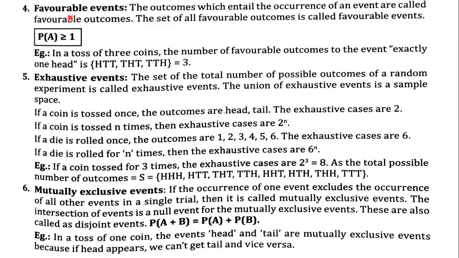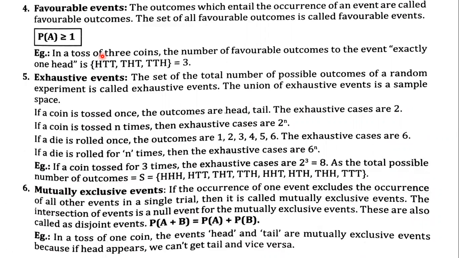Now, next one, favorable events. Favorable events means whenever the result or the outcome of the event is favorable to us or favorable to the situation, then in that case it is called favorable events. Now let's take an example. In a toss of 3 coins, the favorable outcomes to the event are exactly 1 head. So if I get exactly 1 head, then I will be able to win the game.